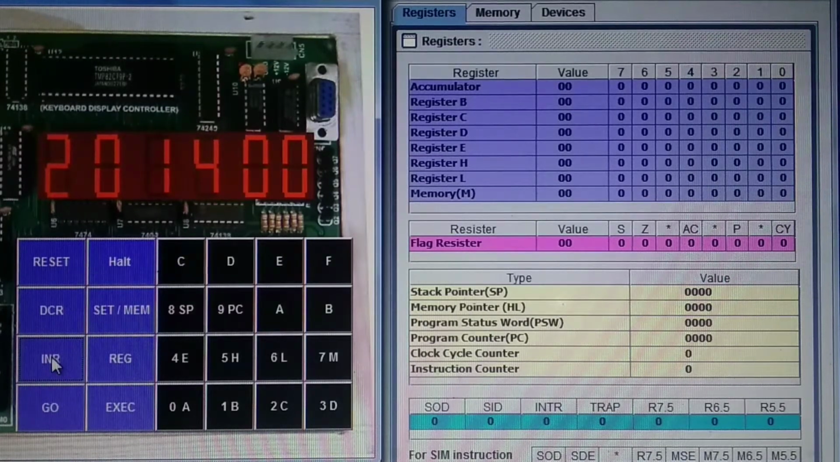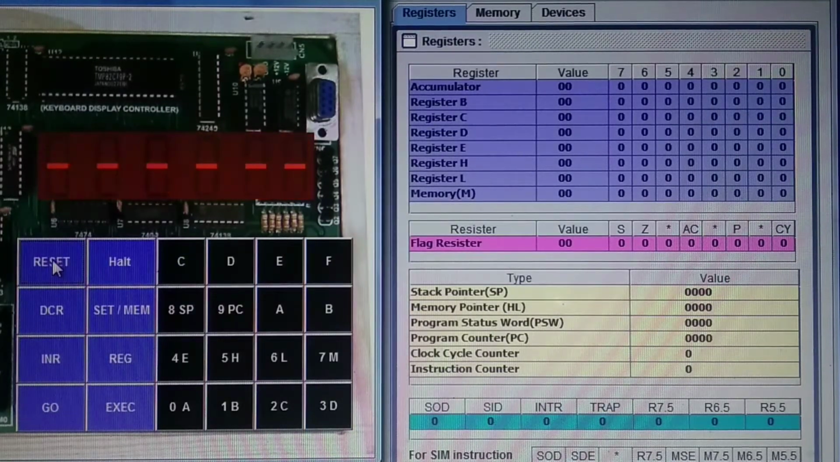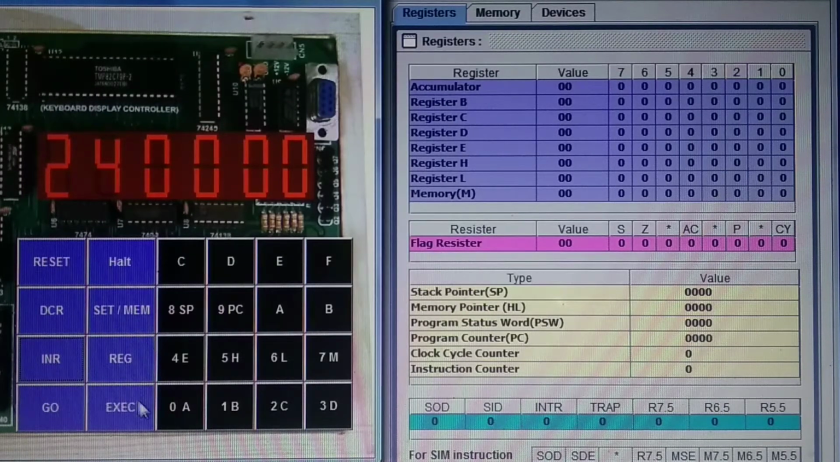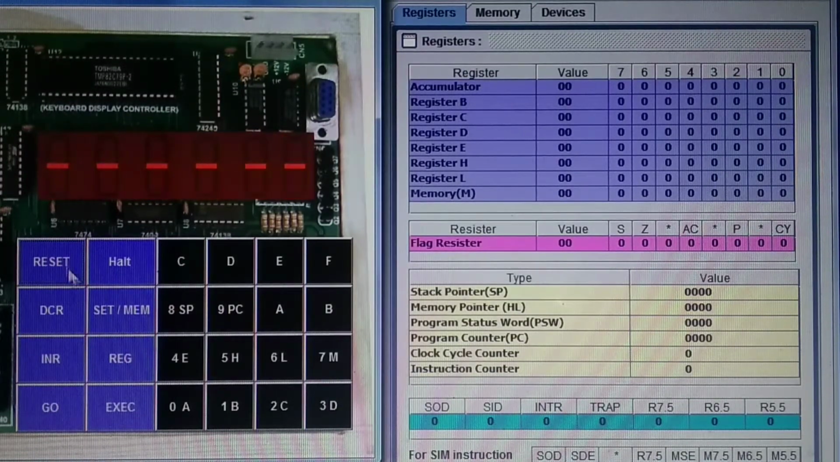Now enter the contents of the first block. To enter the data, reset, examine memory 2400, increment, 1A, increment, 1B, increment, 1C, increment, 1D, increment, 1E, increment.